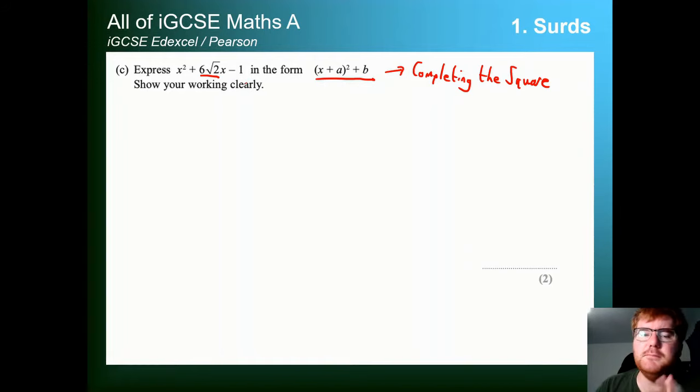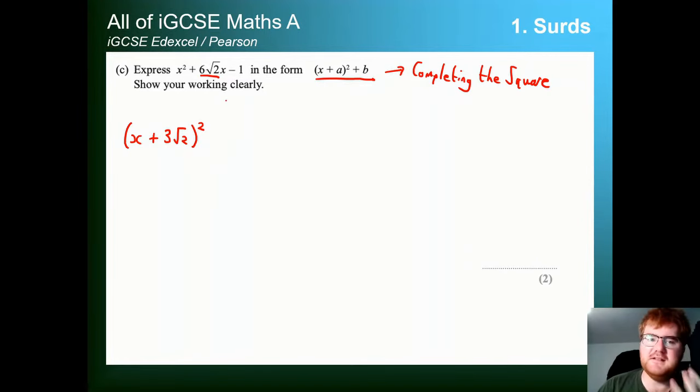Now, in order to complete the square, the standard process, what we do here is we set up a single bracket, we put an x at the front, and we put half of 6 root 2. Well, half of 6 is 3, so we're going to write 3 root 2 all squared. So that's the way we set out this part.